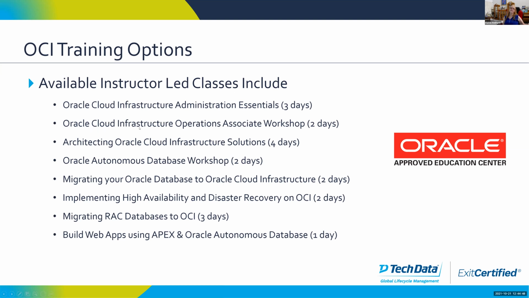The infrastructure operations, that's more for the folks that are doing the day-to-day work in the cloud, not necessarily building it up, but managing it once it's created. Architecting Oracle Cloud Infrastructure Solutions, basically it's the more advanced class, all right? The essentials is kind of your introductory class. The architecting is a little bit more in depth on a lot of these options. If you're interested in autonomous database, we have one specifically on autonomous database. We have another one on, well, what if I've got databases on the cloud or on-prem that I want to move? All right, that's what we're going to talk about in migrating.